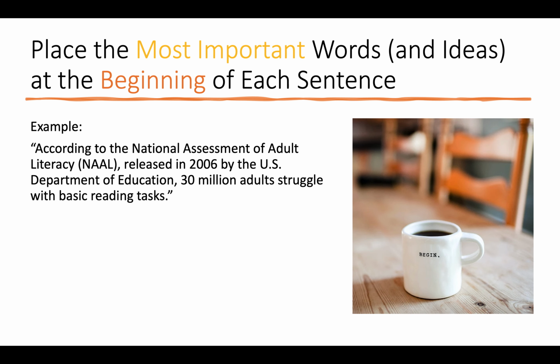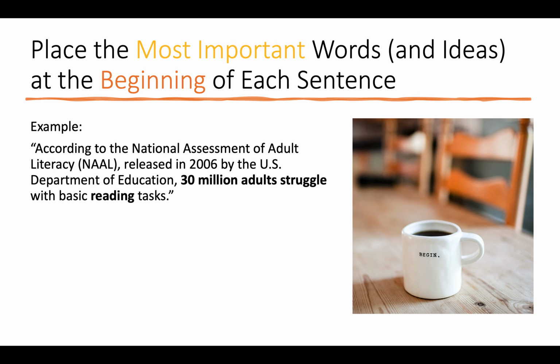So this is a quote from a piece that was released. According to the National Assessment of Adult Literacy, NAAL, released in 2006 by the U.S. Department of Education, 30 million adults struggle with basic reading tasks. Now, if you think about that sentence, there's a lot. And at the beginning, it's placing the emphasis on the National Assessment of Adult Literacy, that governing body. But is that what's most important about the sentence?